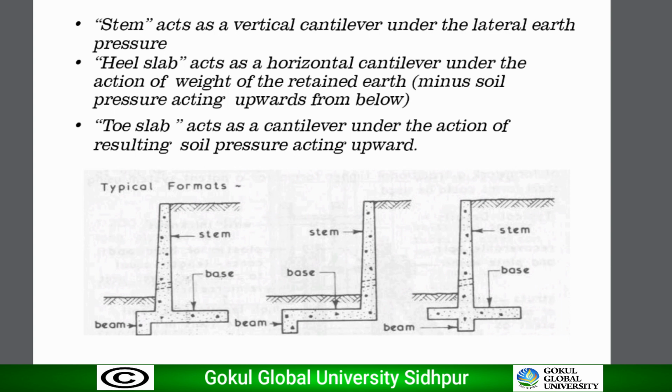A cantilever retaining wall resists the horizontal earth pressure as well as other vertical pressure by way of bending of various components acting as cantilevers. The stem acts as a vertical cantilever under the lateral earth pressure. The heel slab acts as a horizontal cantilever under the weight of the retained earth. The toe slab acts as a cantilever under the resulting soil pressure acting upward.